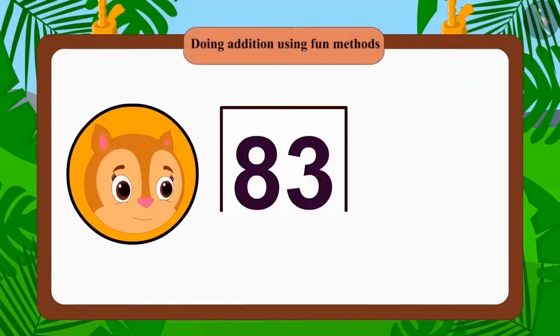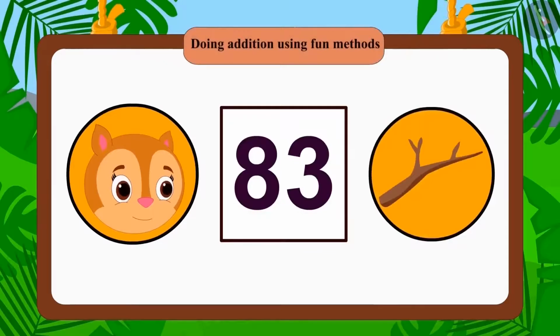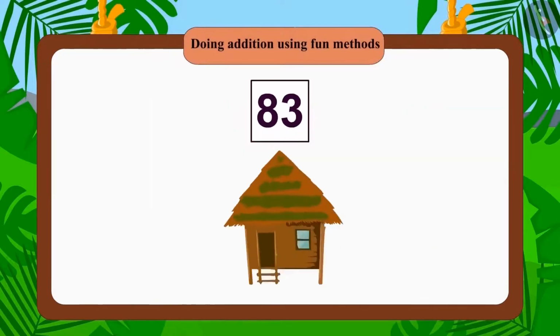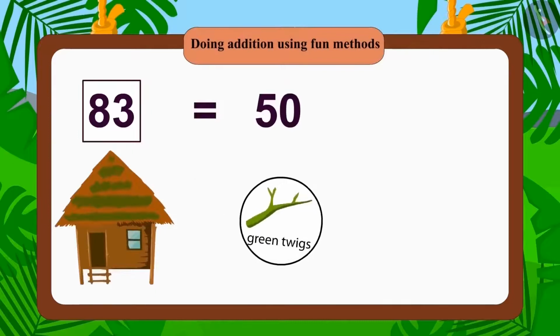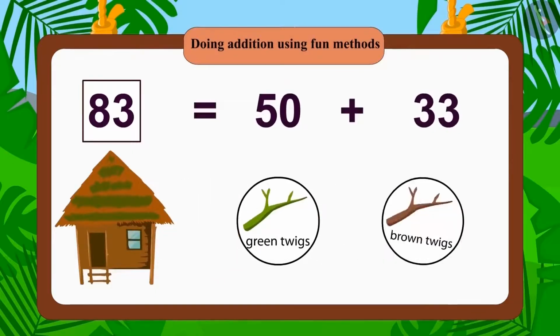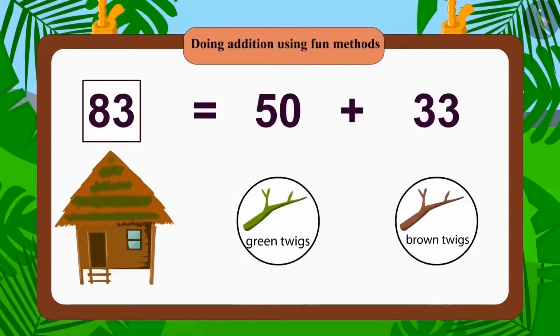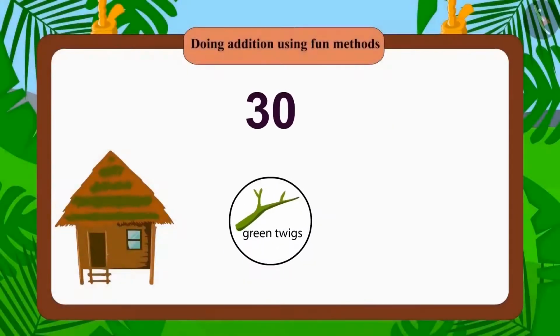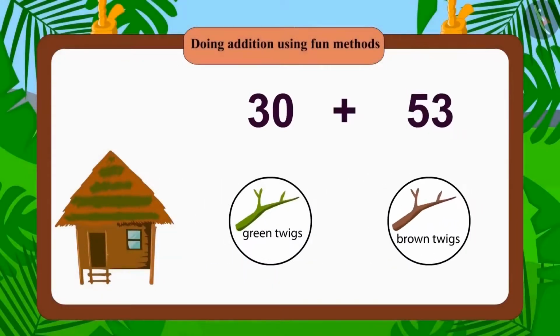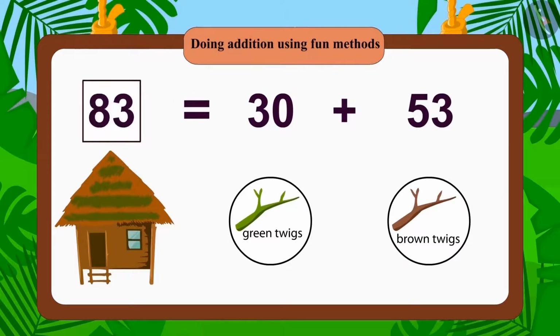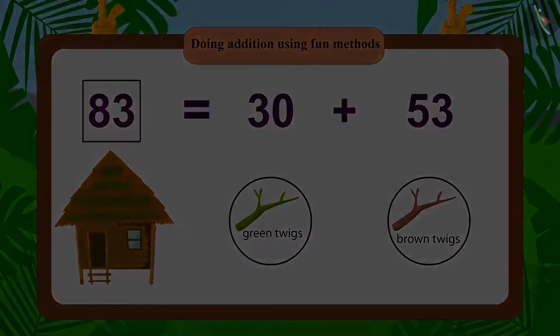Chanda collected 83 thin twigs for her house and built her own small house. She first used 50 green twigs and 33 brown twigs, but Chanda did not like the design of the house, so she rebuilt her house using 30 green twigs and 53 brown twigs. So how many thin twigs did Chanda use this time? Chanda again used only 83 thin twigs.